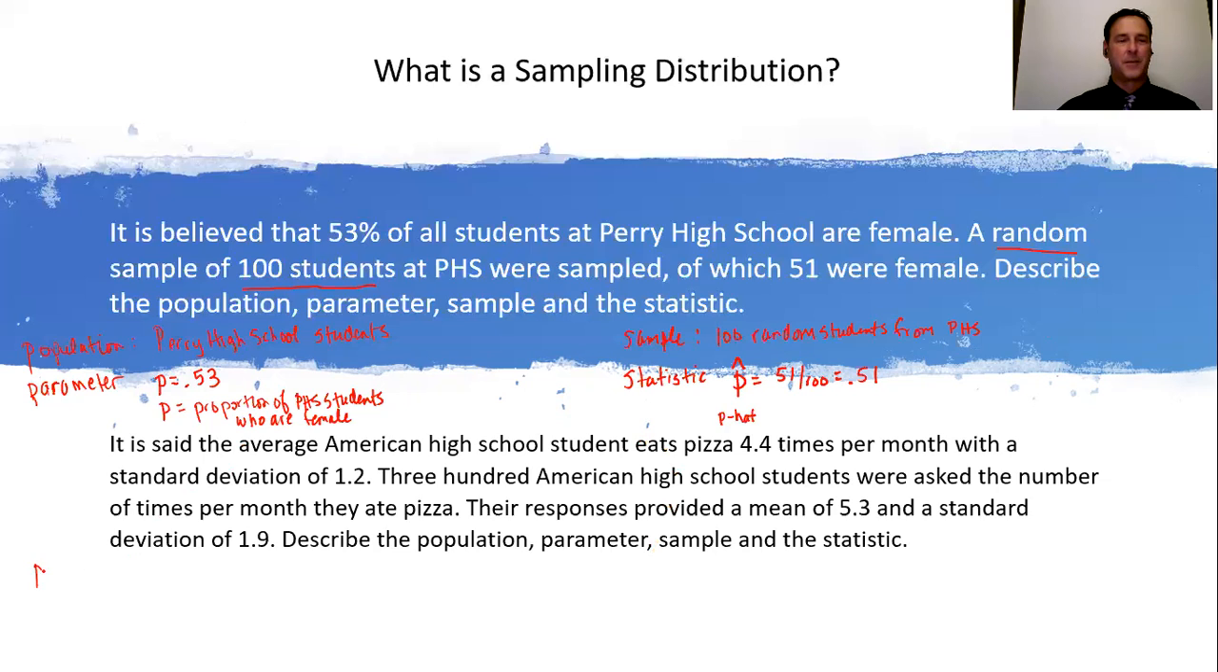So let's look at population and parameter. If we're looking at the type of person we're studying here, it looks like we're studying just American high school students. So let's write that for population.